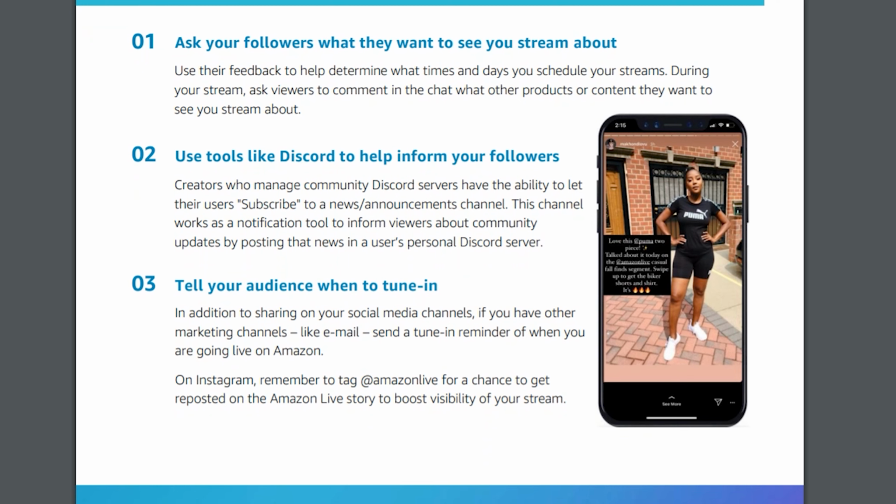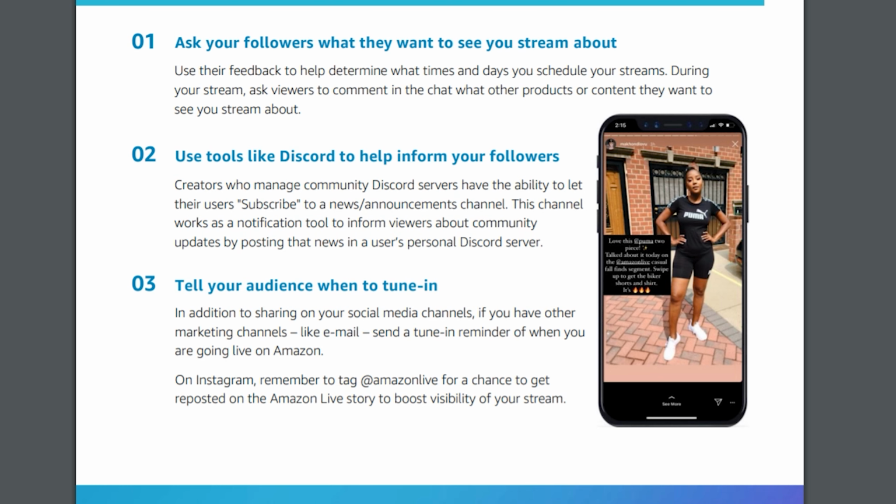Now, for utilizing your network, you want to make sure, number one, that you ask your followers what they want to see you stream about. And I know this is something that is huge for me. I talk a lot about digital and tech gear, and I always still make sure to ask, what does my audience want to see? Number two is to use tools like Discord to help form them. So this is different outlets that you're able to allow your audience to know that you're live streaming on the platform. Number three is to tell your audience when to tune in.